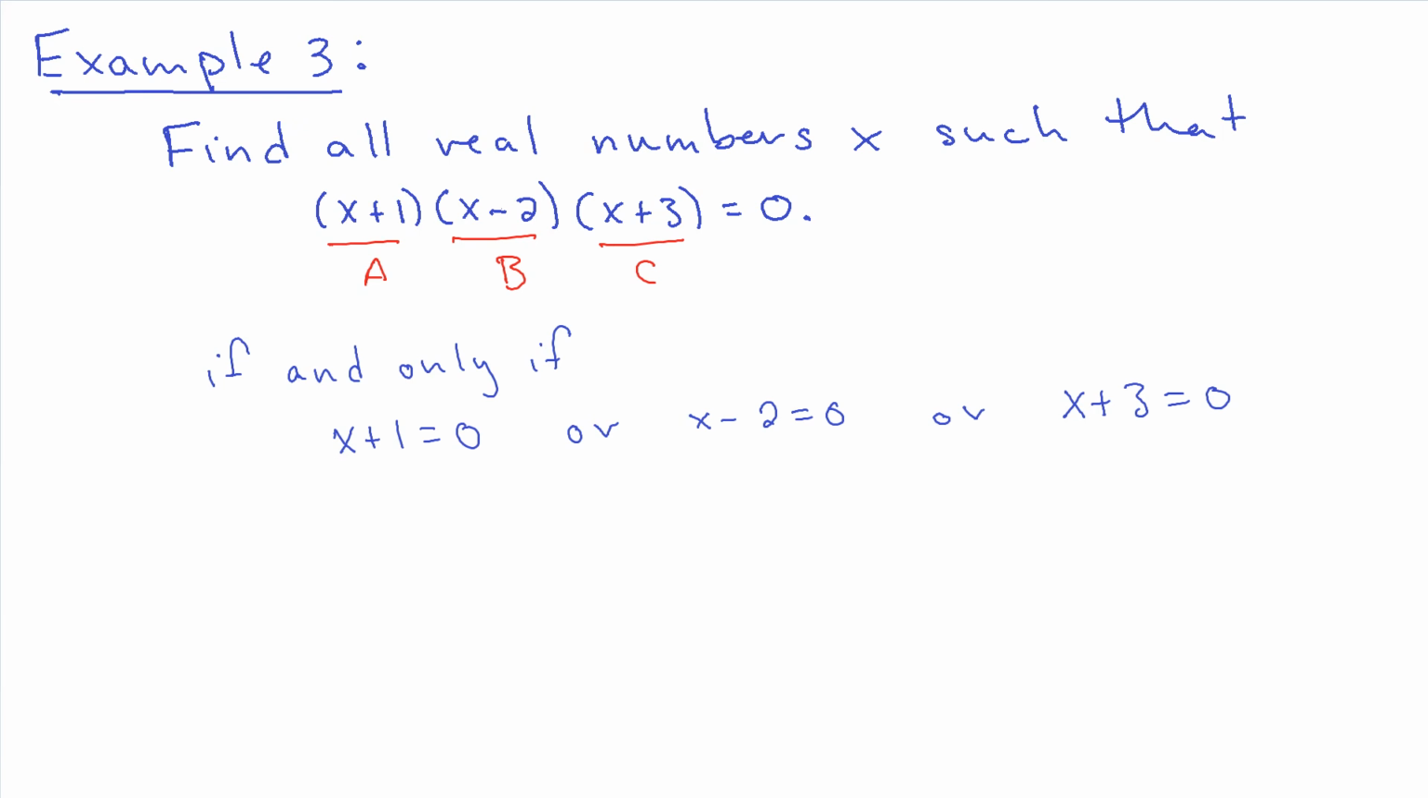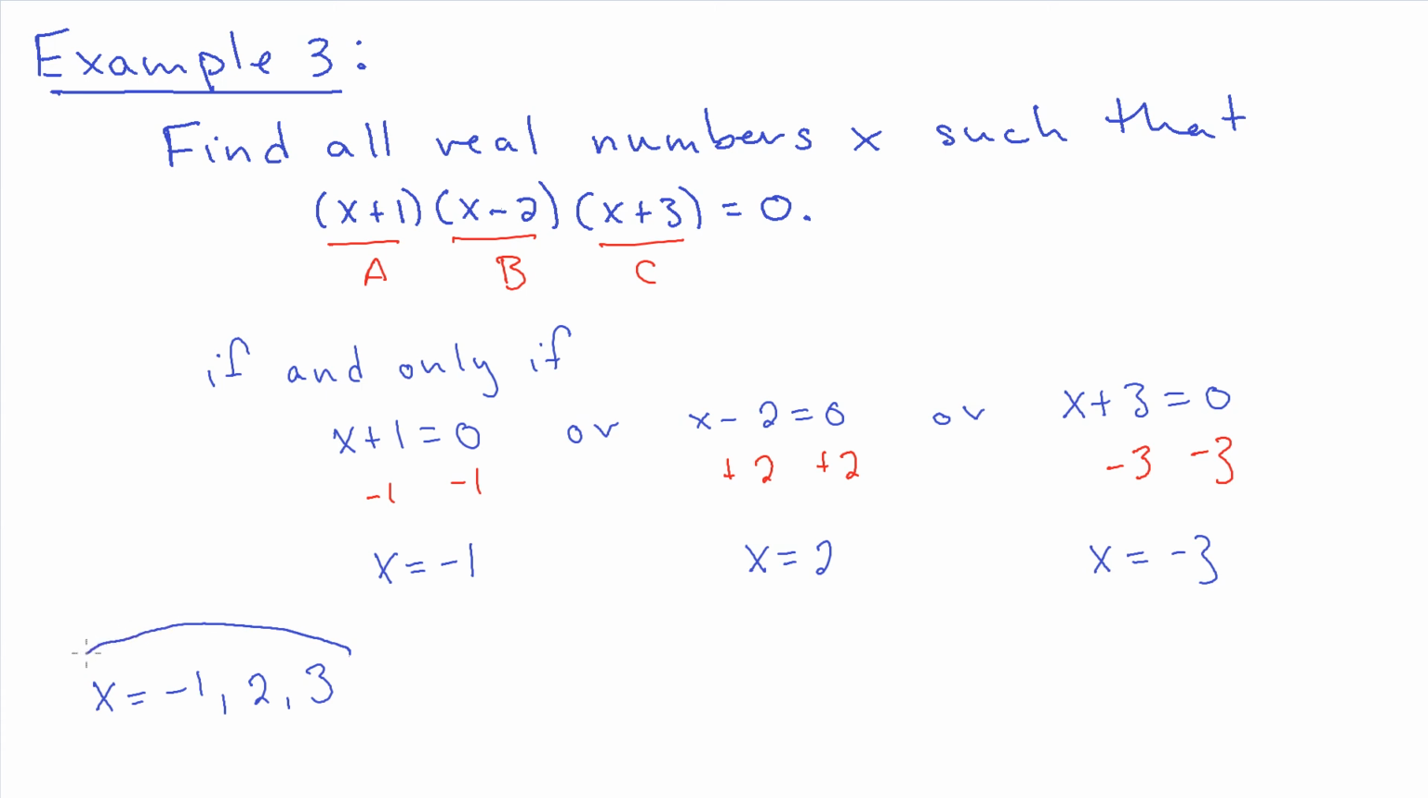So now I solve these much simpler equations. I'm going to subtract 1 from both sides for this one, and that will give me x is equal to minus 1. In the second equation, I'm going to add 2 to both sides, and that will give me x is equal to 2. In the last equation, I'll subtract 3 from both sides, and that will give me that x is equal to minus 3. And so all in all, we have that our solution set is minus 1, 2, and minus 3. And that is the answer to our problem.